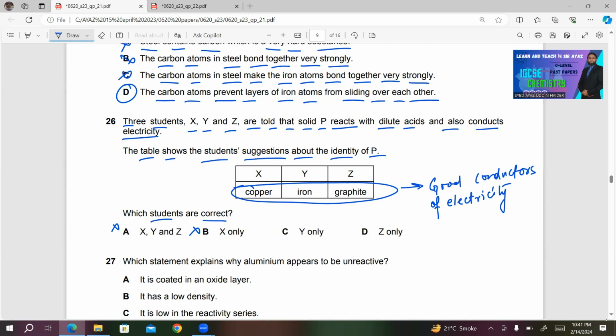So what about Z? Z is graphite. Graphite does not react with dilute acid, only conducts electricity. So C will be the right answer in this case.